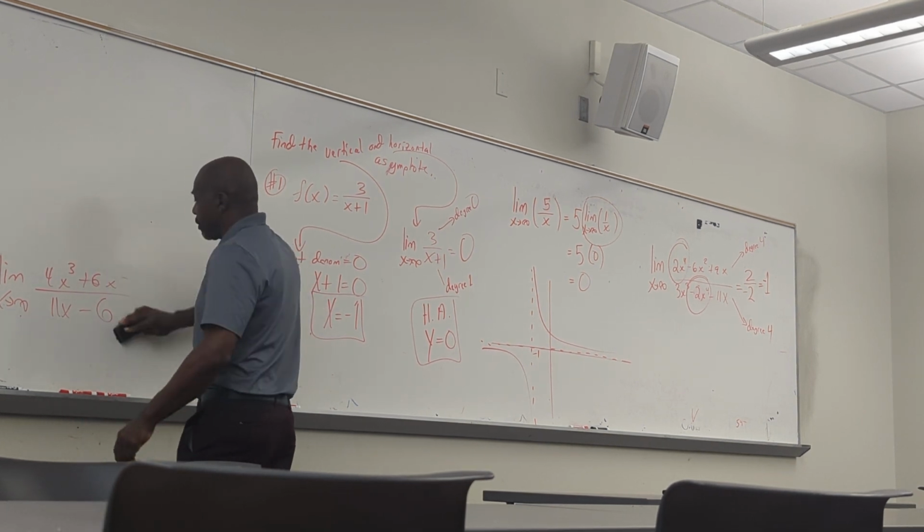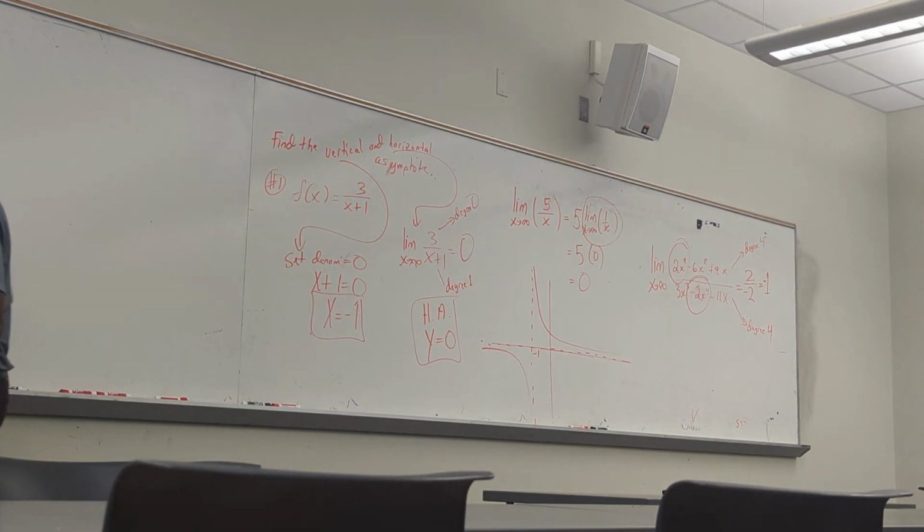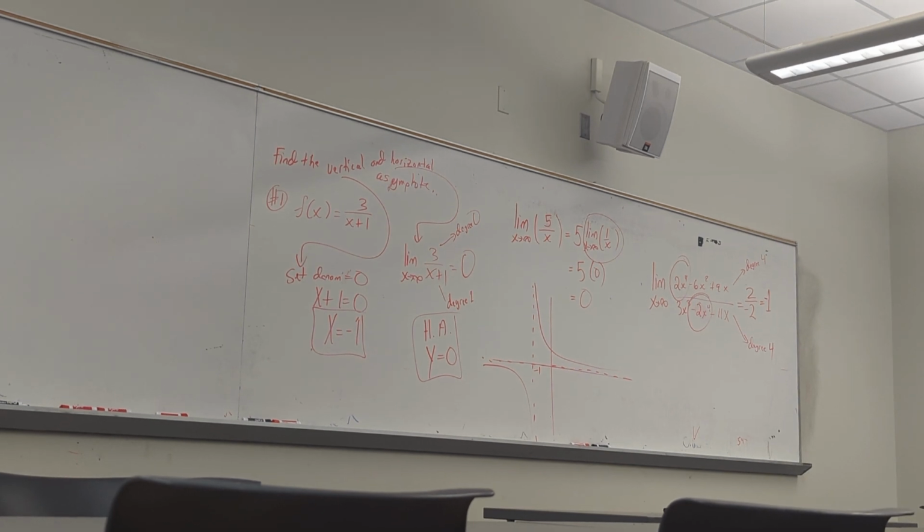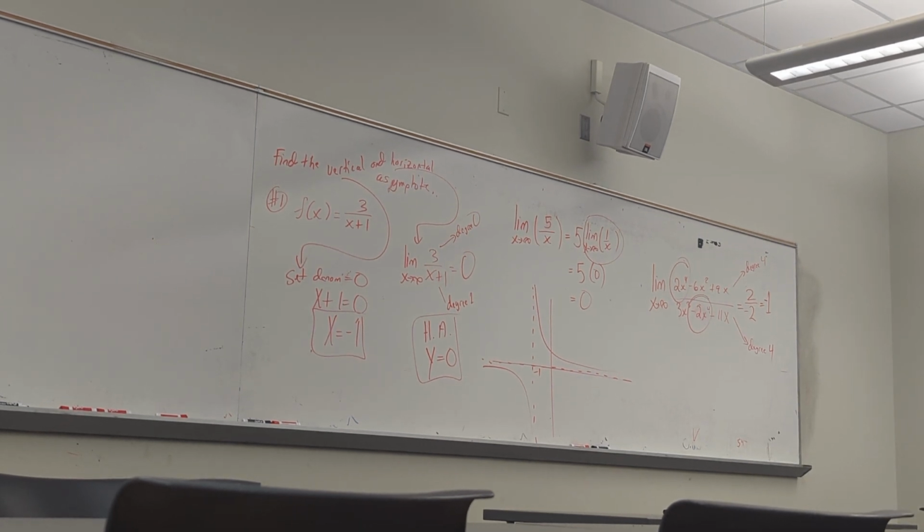We had this problem on our last test. Did we have some problems finding the horizontal and vertical asymptotes?